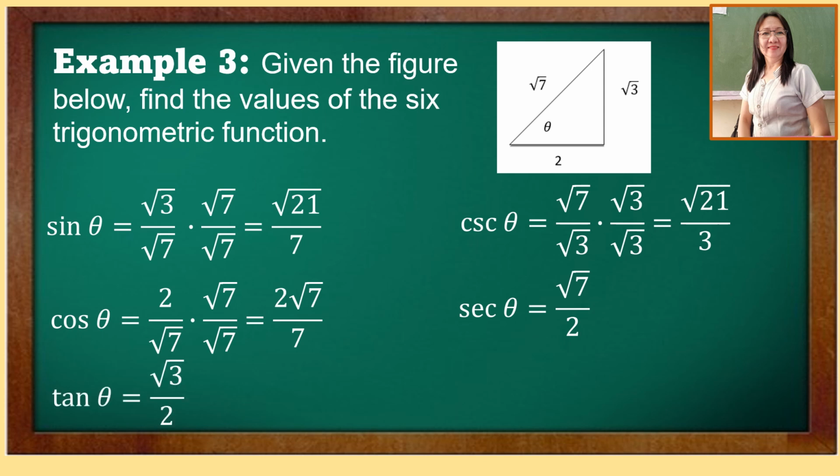For our tangent theta, which is the opposite, square root of 3, over the adjacent, 2, this is in simplest form already. So square root of 3 over 2 is the value. While its reciprocal, which is cotangent theta, is the adjacent 2 over the opposite, which is square root of 3. Then let us rationalize by multiplying by square root of 3 over the square root of 3, and multiply the numerators over the denominators. The answer is 2 square root of 3 over 3.